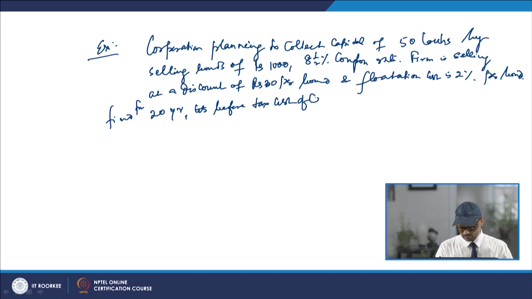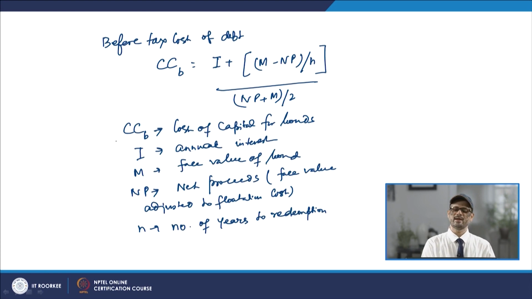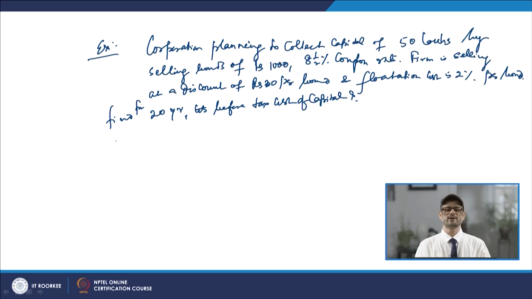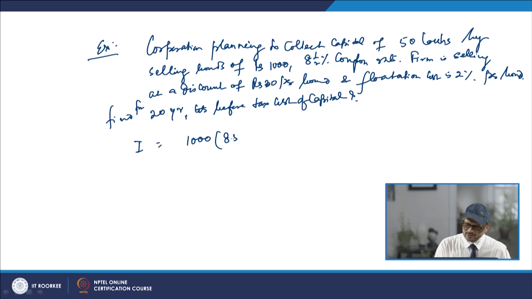So, suppose you are to find the before tax cost of capital and N becomes 20 years. In this case you need to find all these parameters, like I, M, NP, and N is 20. Now, I will be 8.5%, the coupon rate, so your 1000 multiplied by 8.5%, it will be 85. So, that will be your I.